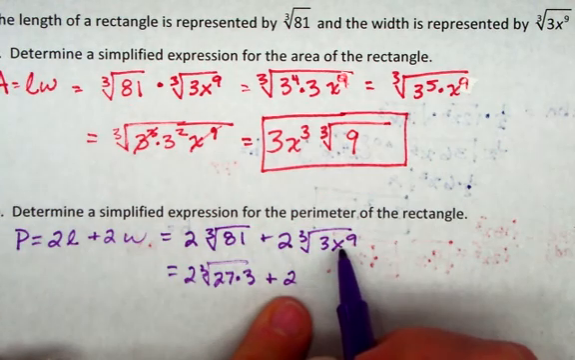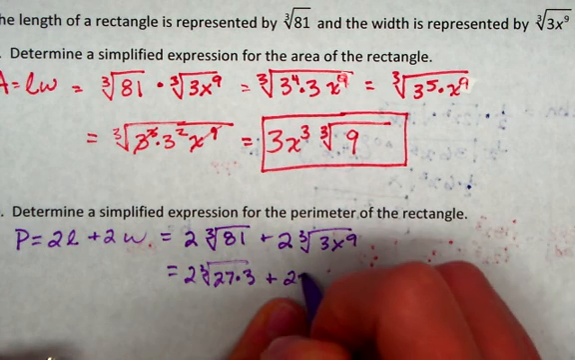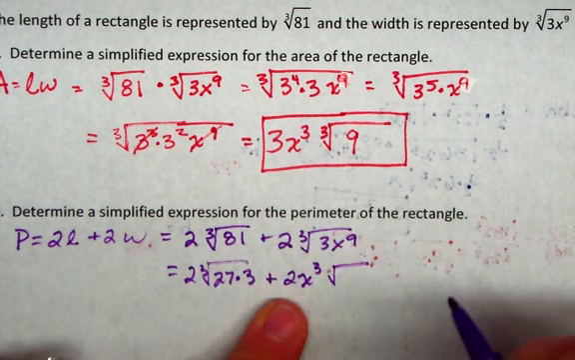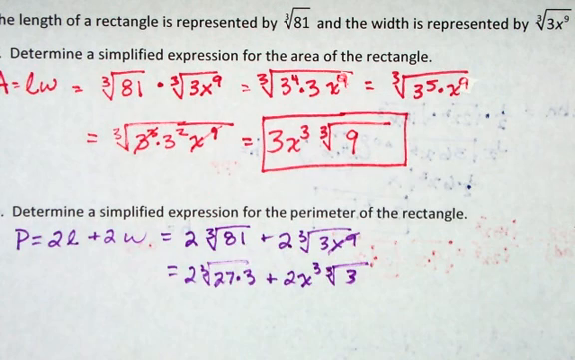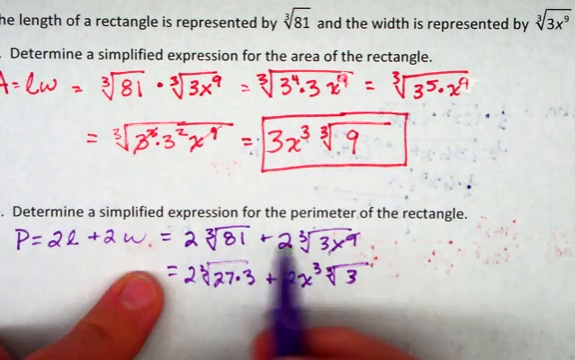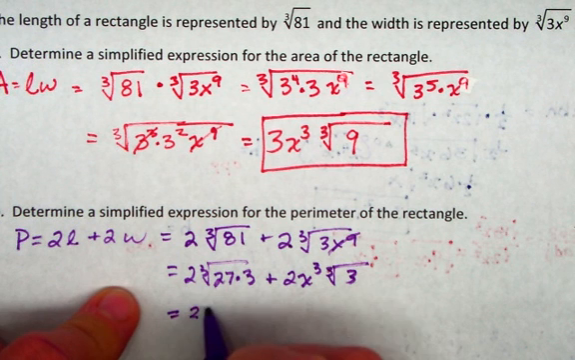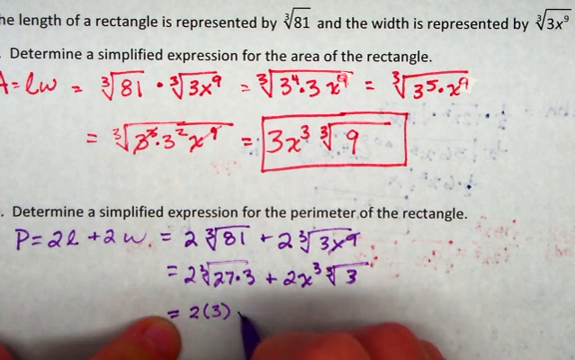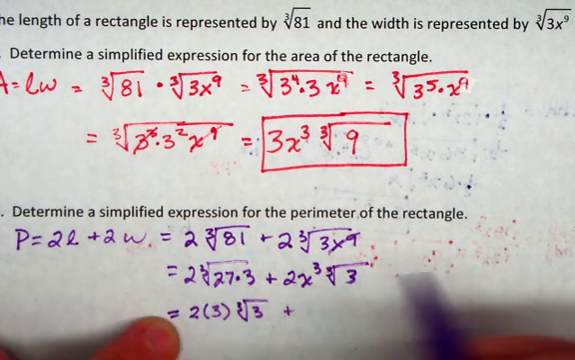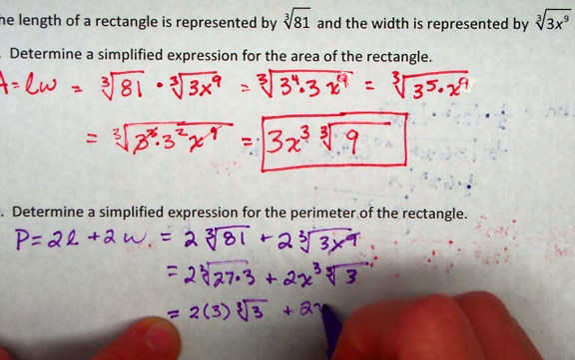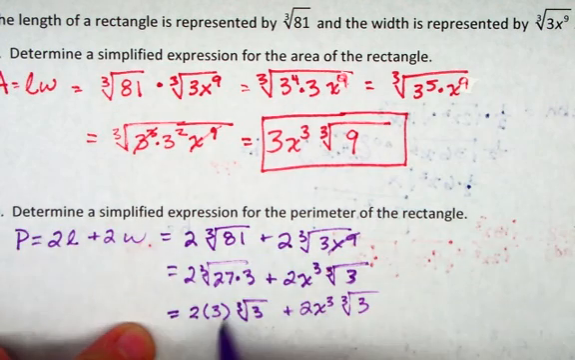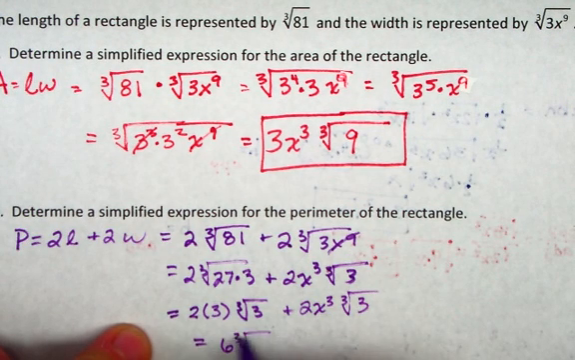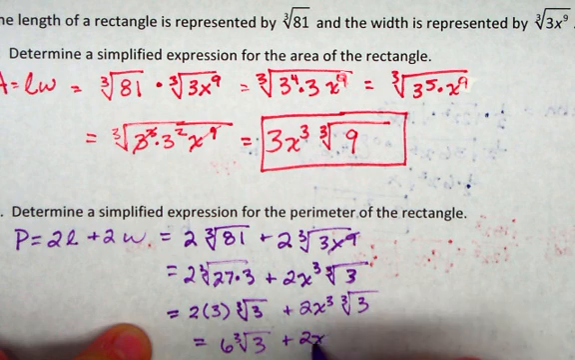I can go ahead and take the cube root of x to the 9th. That's going to be x cubed. And then the cube root of 3 is left over. And 27, the cube root of 27 is 3. So this becomes 2 times 3 times the cube root of 3 plus 2x cubed times the cube root of 3. And that equals 6 cube root of 3 plus 2x cubed cube root of 3.